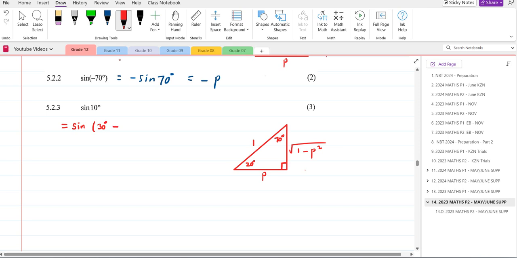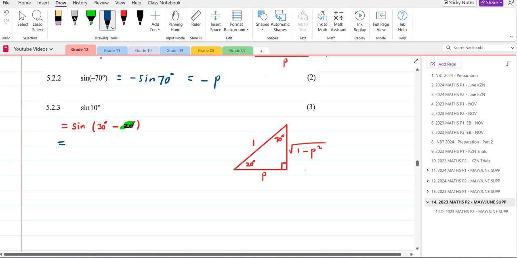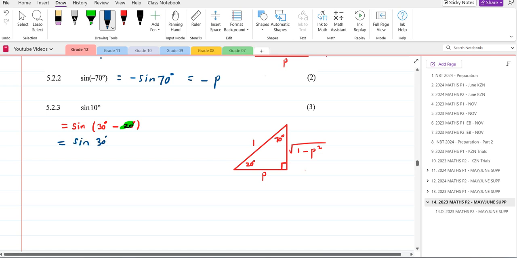30 degrees minus 20 degrees. You know 20 is the angle of the triangle, and 30 degrees is a special angle. So the expansion for sine is the compound angle identity. Sine 30 cos 20, the sign remains the same, minus cos 30 sine 20. So sine cos, cos sine. You can check that in your formula sheet, sine of A minus B.